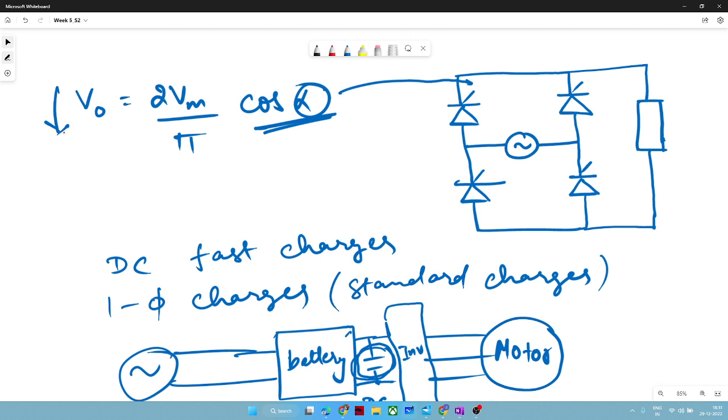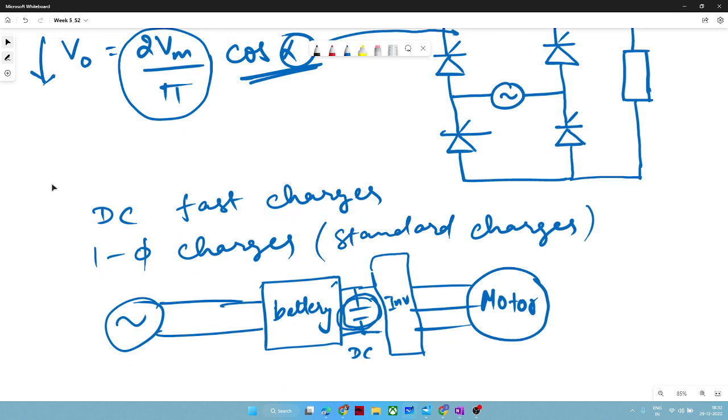So the desirable value of output voltage you want will be regulated by your alpha, and maximum you can get 2 Vm by pi. So you can control your voltage to less than the rated value, right? You can't increase it. To increase your voltage, you have to again connect a DC to DC converter or something, so that you get an enhanced value of voltage at this side. So that was one aspect. We want control of voltages and all. So that is really a good thing about these rectifiers. Okay, so that was it.